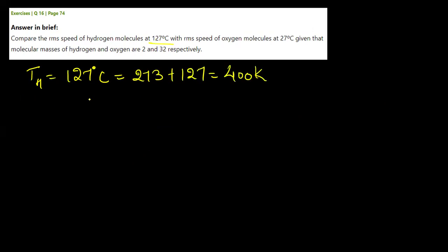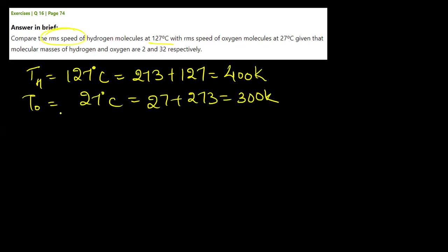Similarly, for oxygen the temperature is given as 27 degrees Celsius. 27 plus 273, this will be 300 Kelvin. You are supposed to compare what? Compare the RMS speed. As I told you, RMS speed means CRMS of, what is given first? Hydrogen is given first, oxygen comes later, so likewise compare, comparison of hydrogen with oxygen. This ratio you are supposed to find.